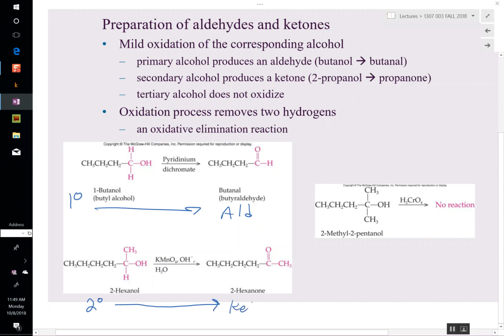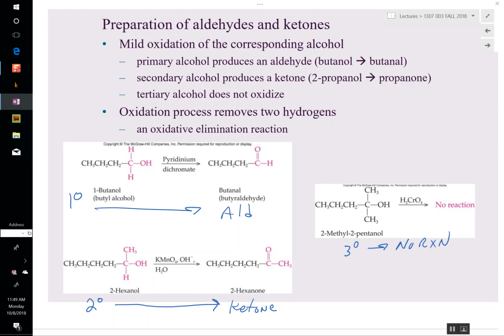This is a ketone. So a secondary alcohol will oxidize to form a ketone. Like I said, you already know that. All right, and the next slide is going to show the tertiary, no reaction. Okay? This is old stuff. This was actually on the exam.